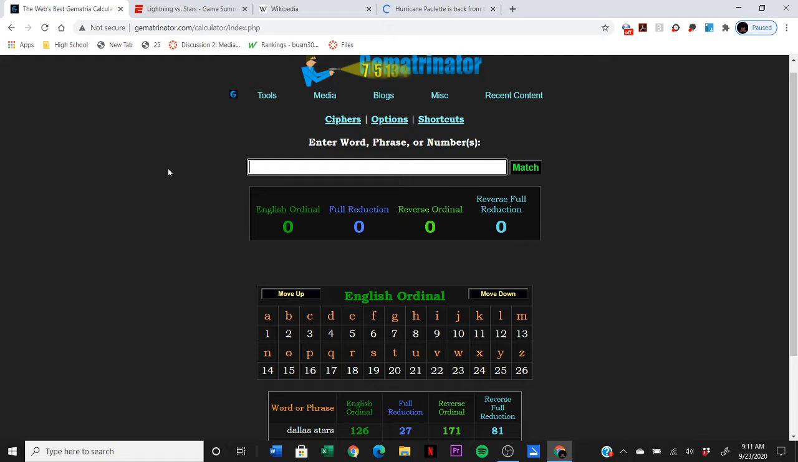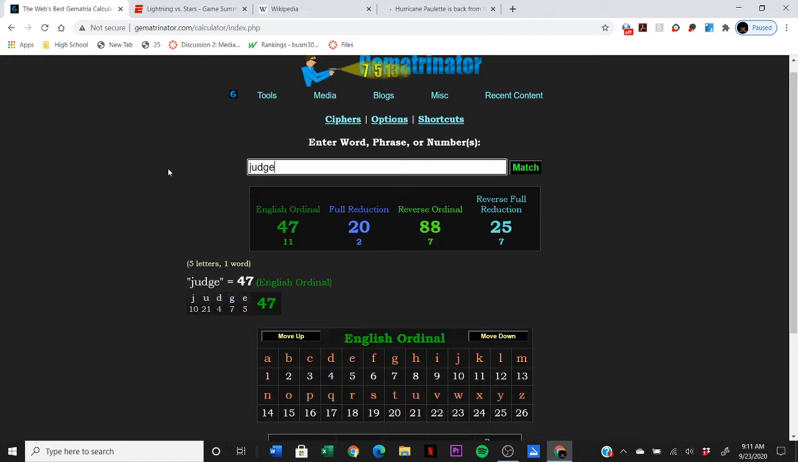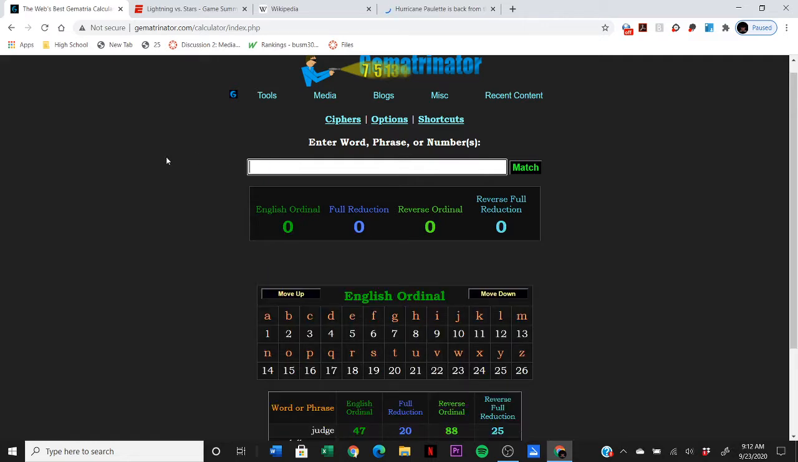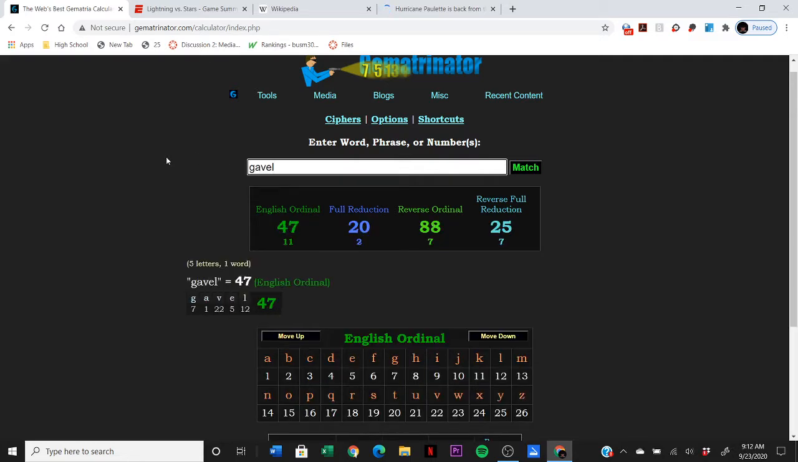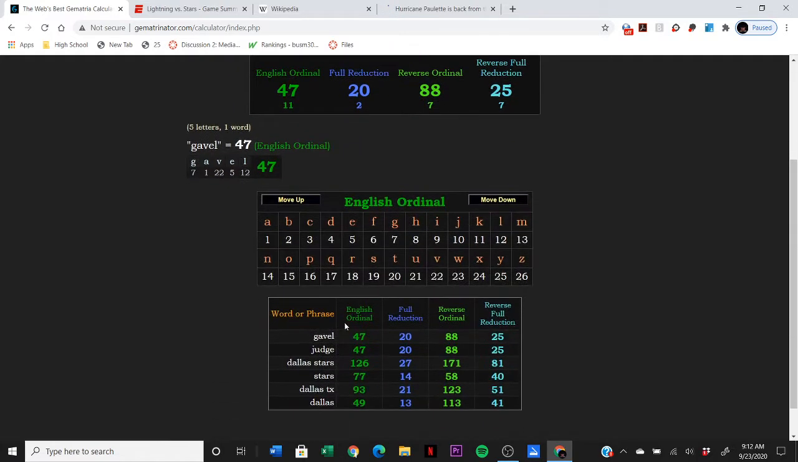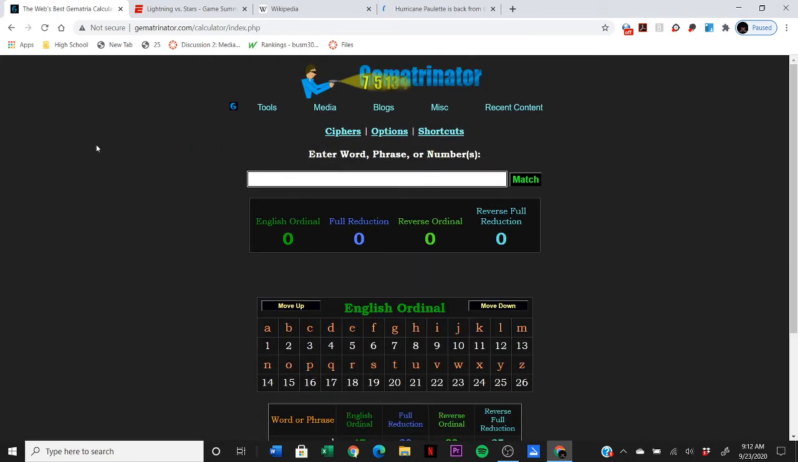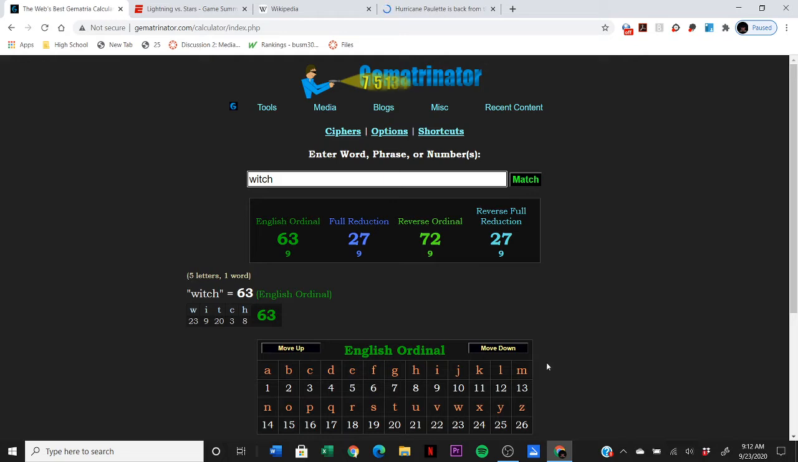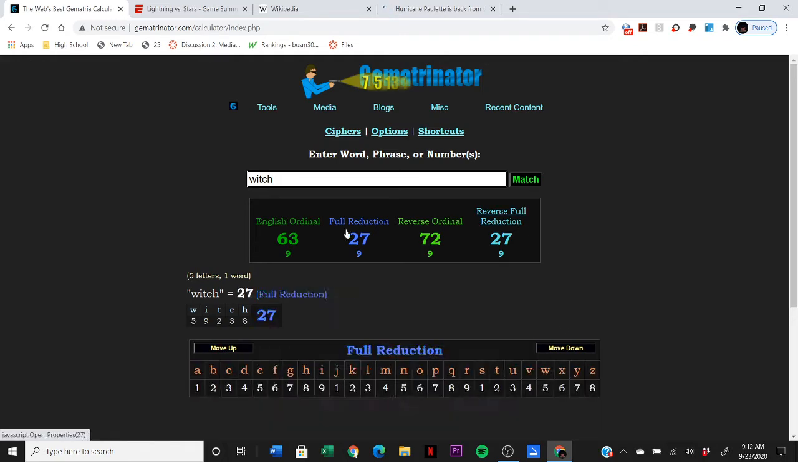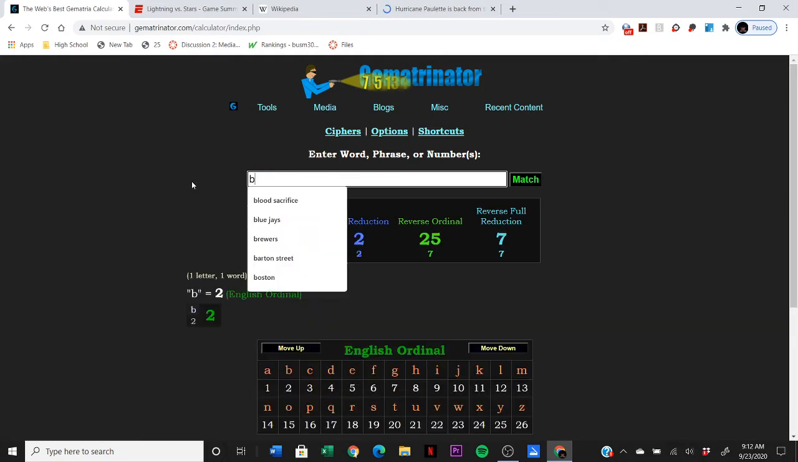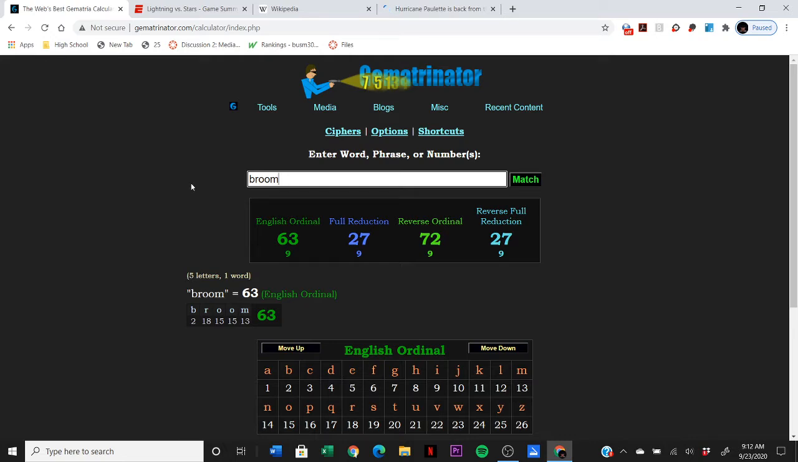Like watch, if you type out the word judge, you see how it's 47 and 20, or well, I'll just show you. Judge and gavel, what a judge uses, is the exact same thing. You see how judge and gavel are the exact same thing. Sometimes it happens like this, like in the case of witch and broom. What a witch uses, witch, broom, they're the exact same thing.